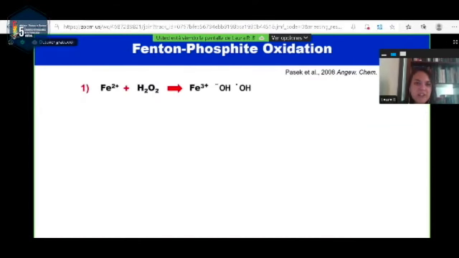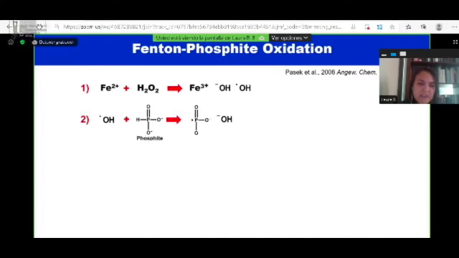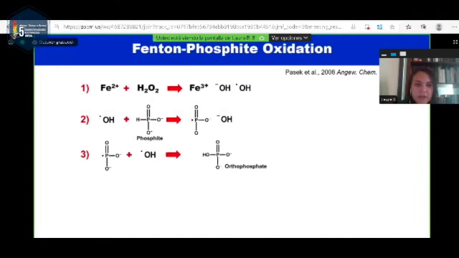One potential avenue is coupling the Fenton reaction with oxidation of phosphite. So this is the Fenton reaction. It's when you react peroxide with ferrous iron, you generate ferric iron and hydroxyl radicals. The hydroxyl radicals can react with phosphite, producing phosphite radicals that can then react with hydroxyl radicals to form phosphate.